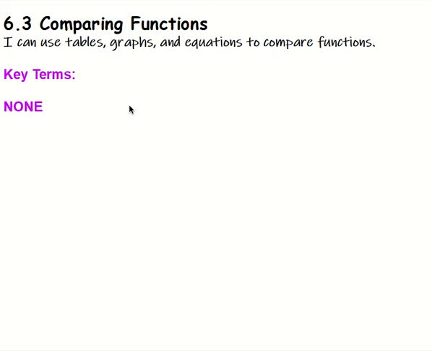So, we're going to talk about 6.3 comparing functions. We're going to look at a table, a graph, and an equation, and then we're going to compare them based on real life situations or compare what's going on with the rates or the slopes or the starting values, the y-intercepts, all that good stuff.